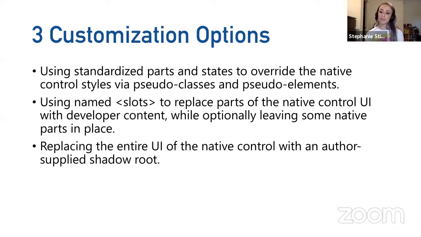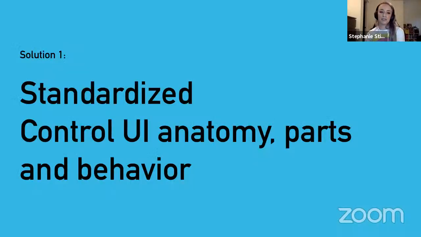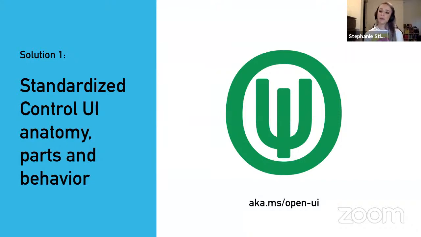And so we're proposing three different solutions that offer quite a range of flexibility and customization depending on what the developer wants to do. Our first solution is standardized control UI anatomy, parts, and behavior. We talked about the history of controls, and the root of the issue is that form controls and their parts aren't standardized and they're not reachable by developers. OpenUI is an initiative under the WICG that is driving this work, and they're working to standardize form controls and components and really getting down into the nitty-gritty, some very in-depth conversations about how a control works.